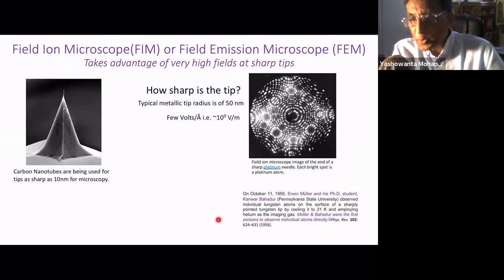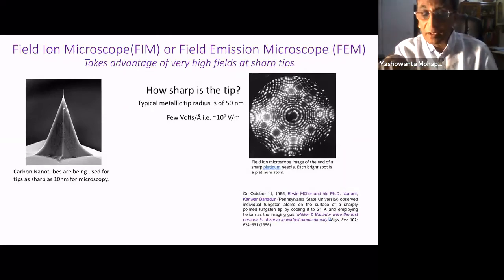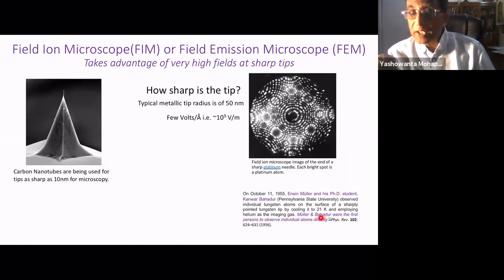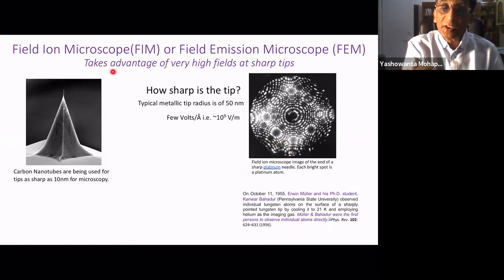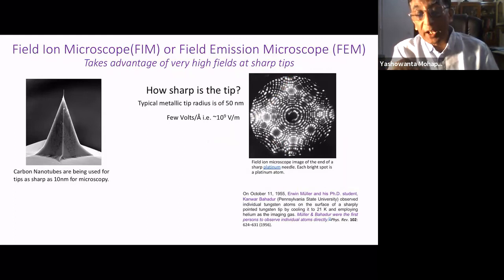So just like Neil Armstrong was the first person to go to the moon, I think in the history of human civilization they must have been the first people to actually see atoms. And this is just because they could make a very sharp tip and make a microscope out of that.